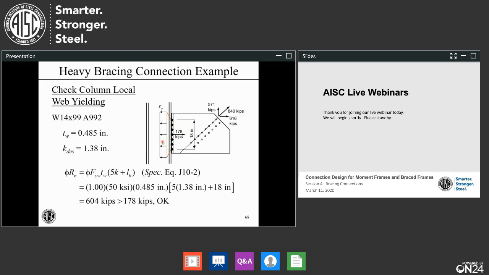Let's check column web local yielding. We have 178 kips. We use our equation that applies when the load is not near the end of the column. So we have 5 there, not 2.5. The only trick here is what do you use for the bearing length, l_b. We're going to use from the center of the top bolt to the center of the bottom bolt for that. So we plug all these numbers in. We get 604 kips. That exceeds our 178 kips. So this limit state is okay.